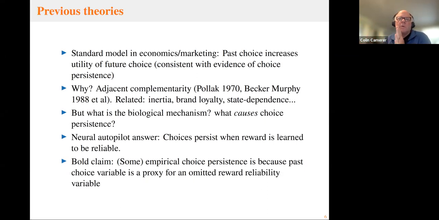And our answer is that choices persist, not simply because people prefer to do today what they did yesterday, but because what they did yesterday was a marker of reliable reward, and they continue things that are reliably rewarding.